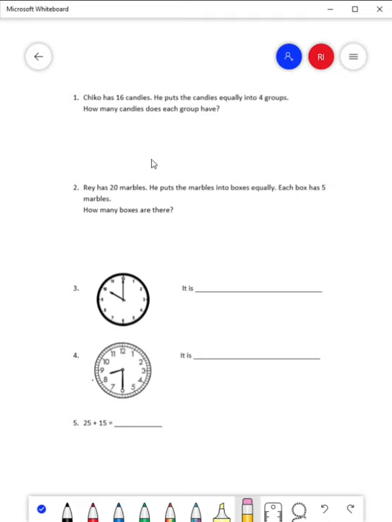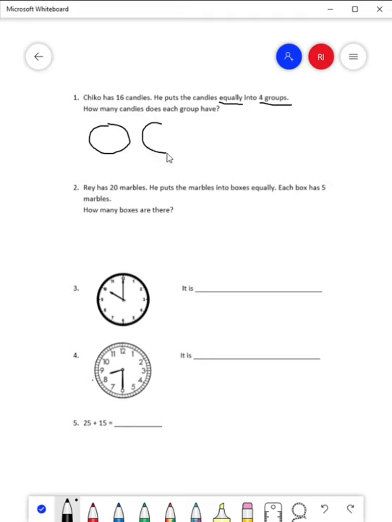Number one, look at number one. Chico has 16 candies. He puts the candies equally into 4 groups. How many candies does each group have? So we first have to know that it is actually division because the keyword here, equally, shows that it is a division question. Okay, so we know that there are only 4 groups, so let's make 4 groups.